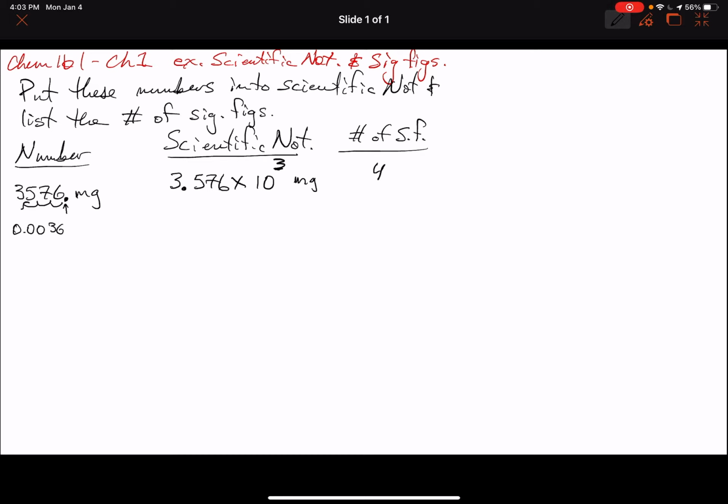Good. So our next example is this number, 0.00362, and we'll work with meters this time. And so again, pause the video here to complete the next 2 entries in our table, and resume when you're ready to check your work.